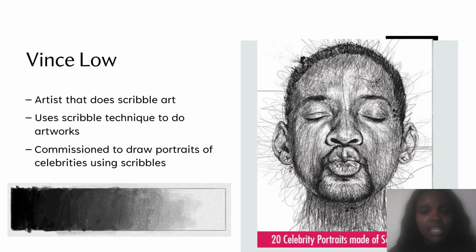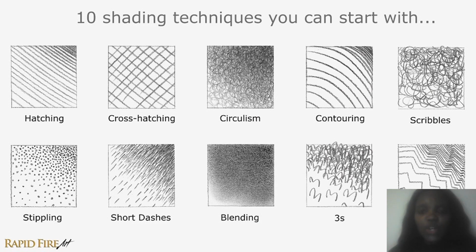And again, the next artist is Vince Low, and we've seen how he used scribbles specifically to create the light and dark contrast and to make these portraits. And if you look down there, there is a scale of the shade that is showing specifically from light all the way to dark. So all of this interesting and cool introduction is to allude to the main concept of the main shading techniques that we'll be looking at. There are 10, which are hatching, cross-hatching, circulism, contouring, scribbles, but we will only be focusing on 6 moving forward.